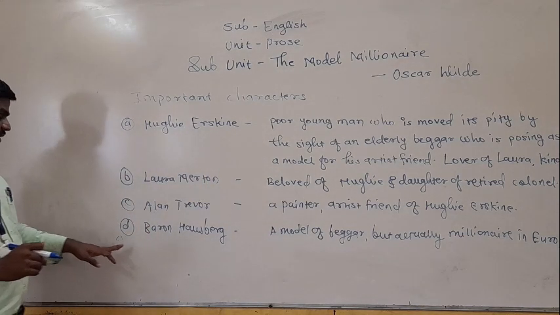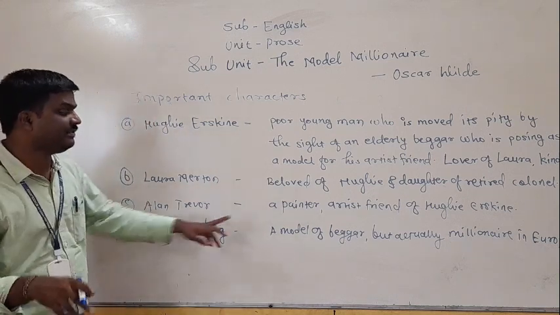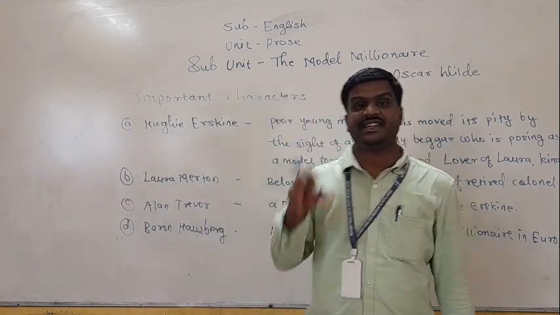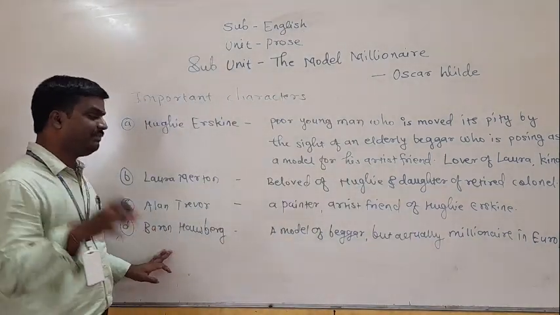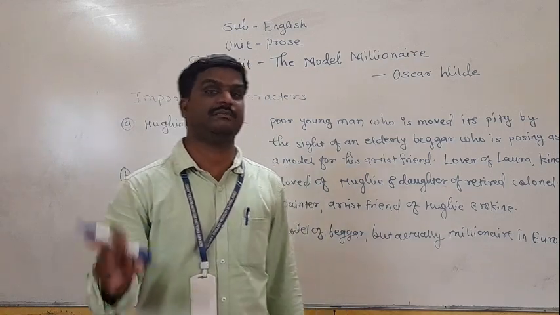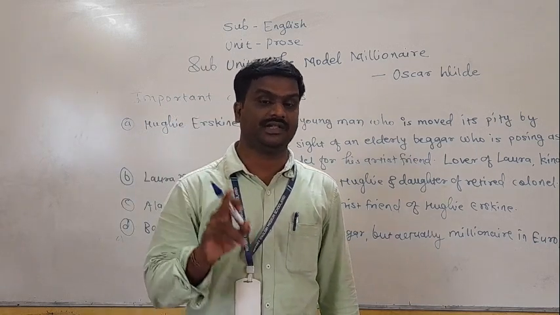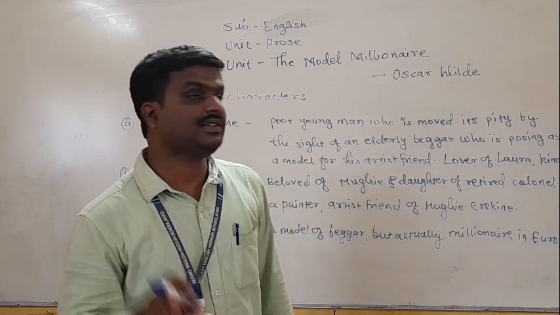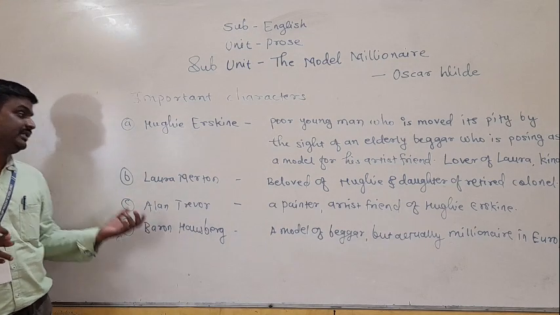Then another important character is Baron Hausberg. Baron Hausberg is the model posing as a beggar, but actually he is a millionaire, the richest man in Europe. One more character is Colonel Merton, the father of Laura Merton.